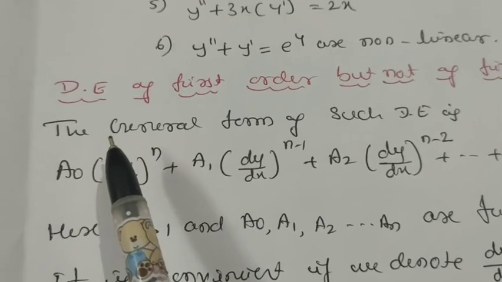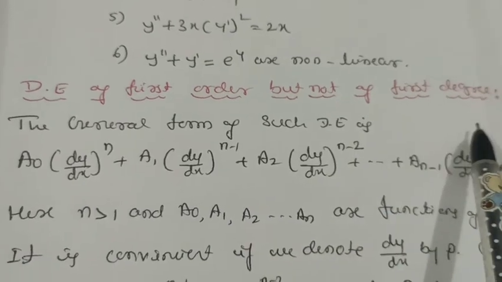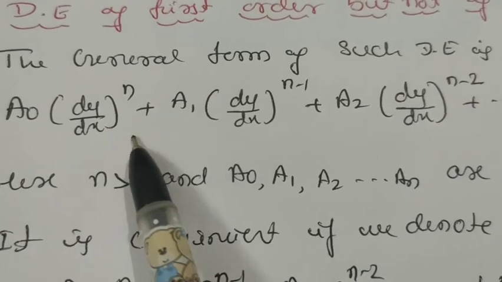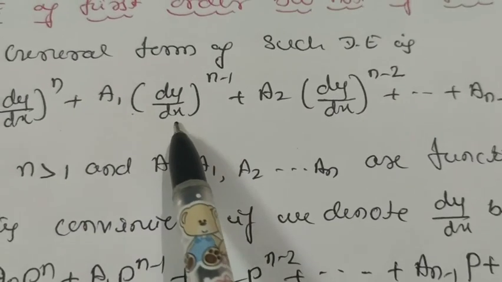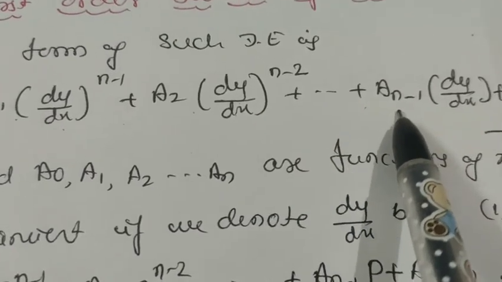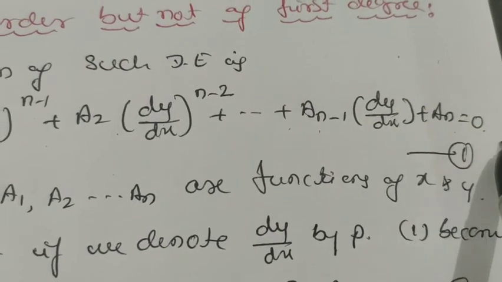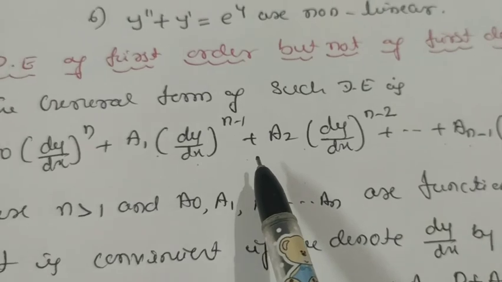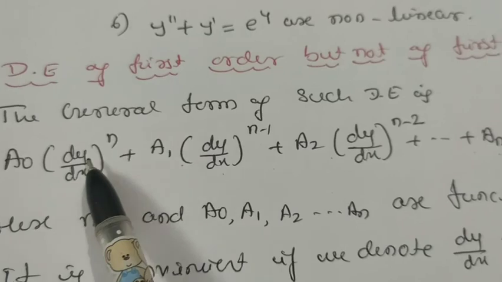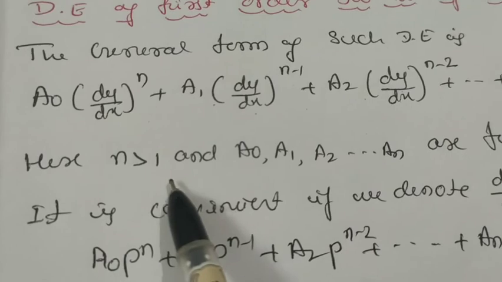Now let us take a differential equation of first order but not of first degree. The general form of such equations is a0 (dy by dx) raised to n plus a1 (dy by dx) raised to n minus 1 plus a2 (dy by dx) raised to n minus 2 and so on, up to a(n minus 1) dy by dx plus an is equal to 0. This type of equation is a differential equation of first order, meaning its order is 1, but not of first degree, where n is greater than 1 and a0, a1, etc.